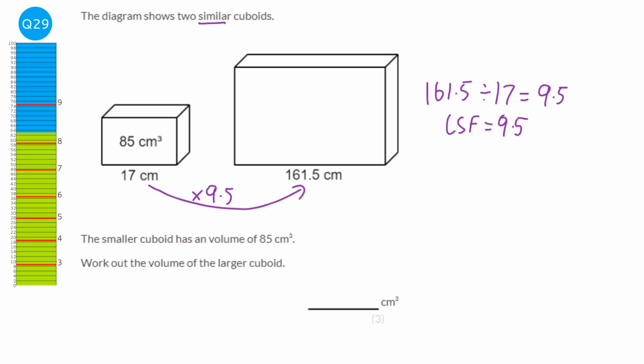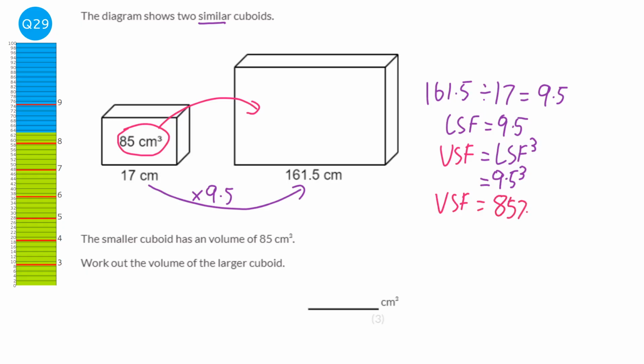Now this is all about volumes, and we're told that the smaller volume is 85, and we've got to work out what the larger volume is. So to work out what a volume scale factor is, we cube the linear scale factor, because in a volume there's 3 dimensions, so we're going to times it by the linear scale factor 3 times. So 9.5 cubed, so the volume scale factor is going to be 857.375. So we're going to times any volume by that, and it will give us the larger volume.